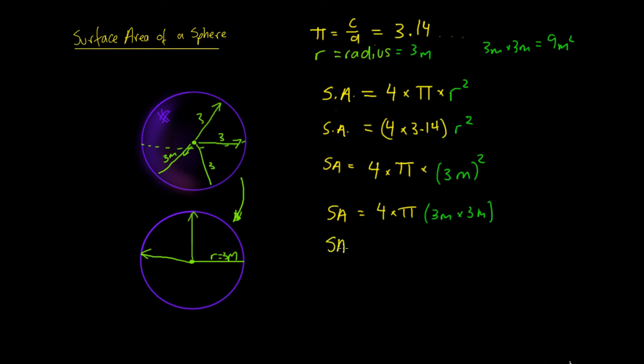So our surface area is going to be equal to 4 pi multiplied by 9 meters squared. And if we approximate this using pi equals 3.14, we can say 4 times 3.14 times 9 meters squared, and that approximately gives us 113.0973 meters.